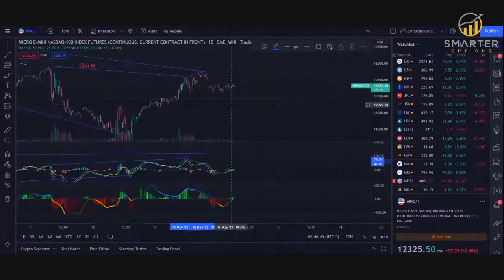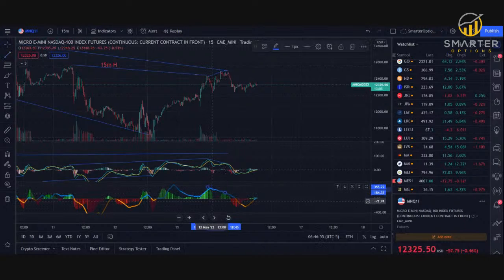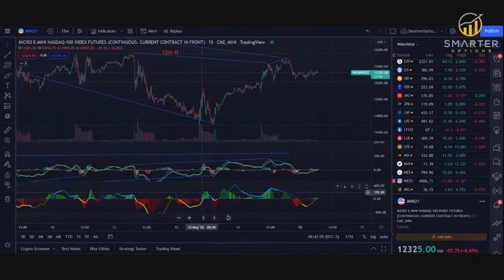Okay. Just so you guys can see it here, this works on this oscillator as well. So here on the histogram, right, we got a new lower high, higher high. That is a regular bearish divergence. So it can work on either of these.